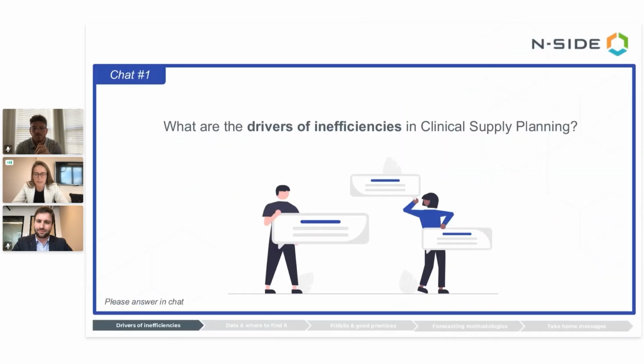And we'll start with a small warm-up. As I can say here, we will be looking all at the chat. And I have a first question for you. According to your experience and to your role in the clinical trial industry, what do you think are the main drivers of inefficiencies in clinical supply planning? So think and don't hesitate, don't be shy, it's anonymous.